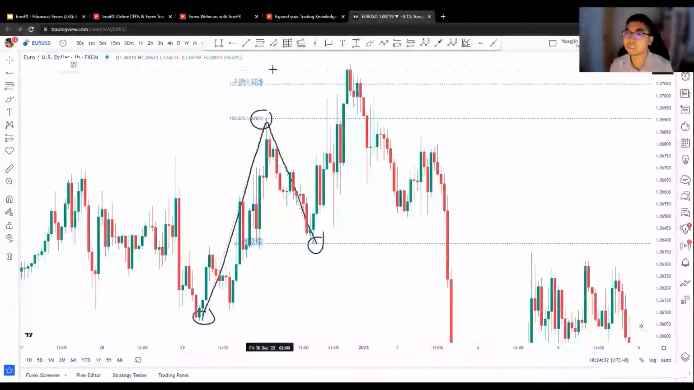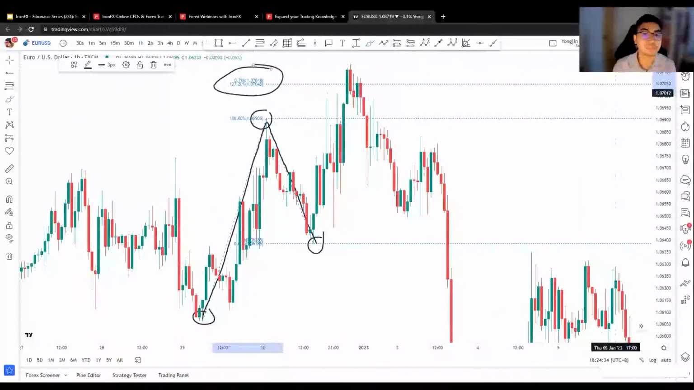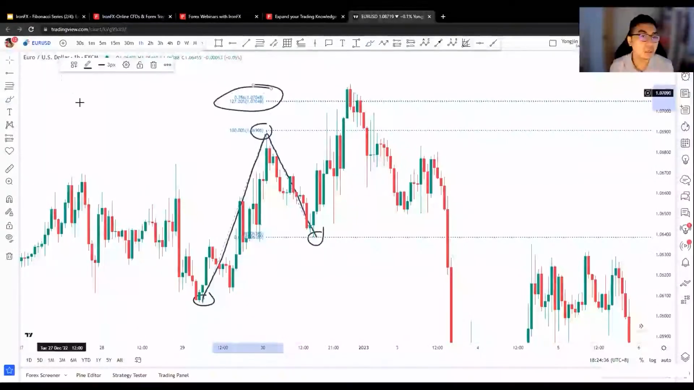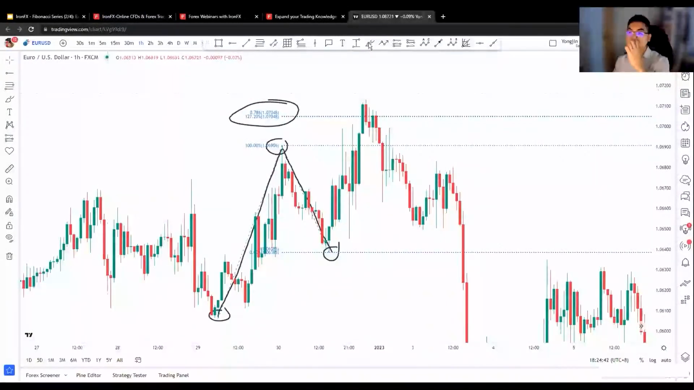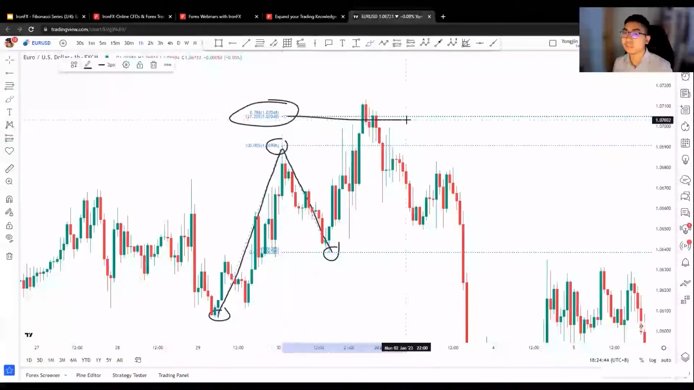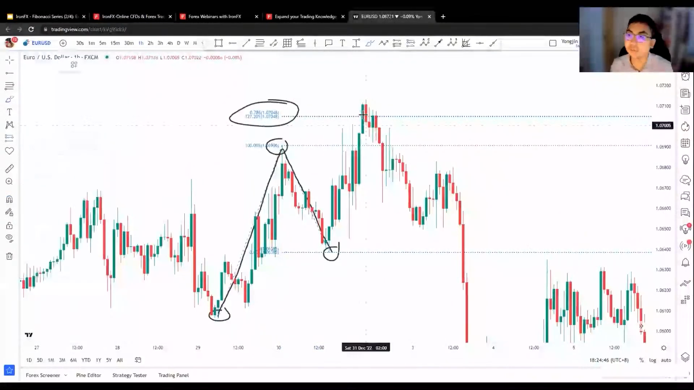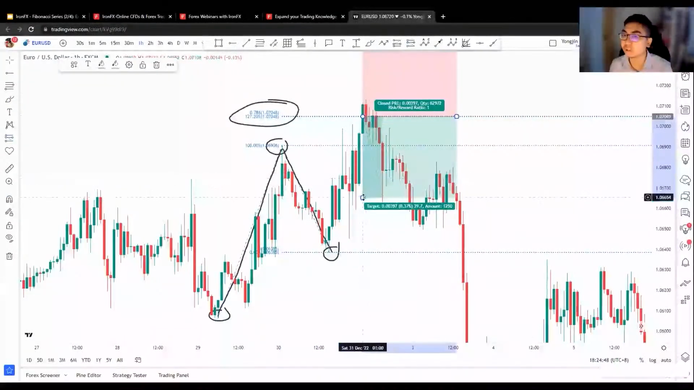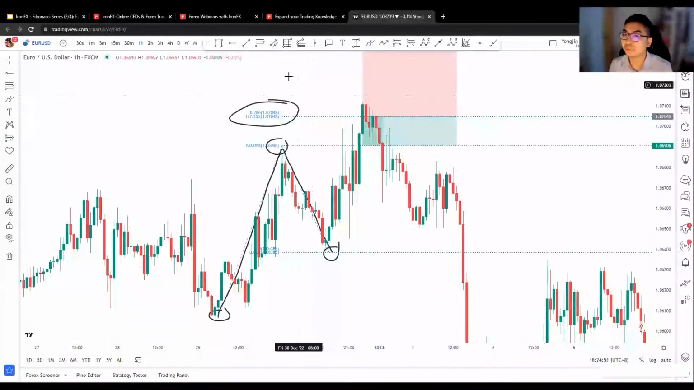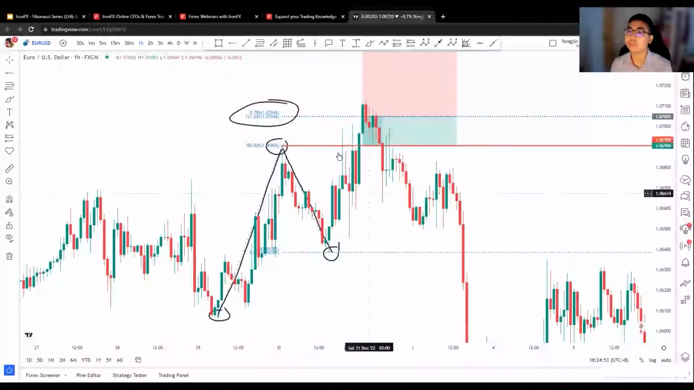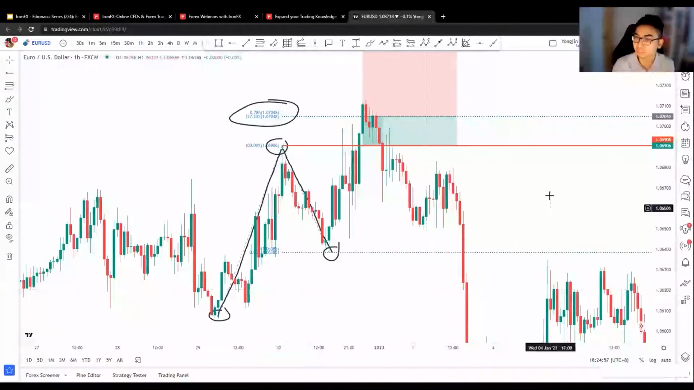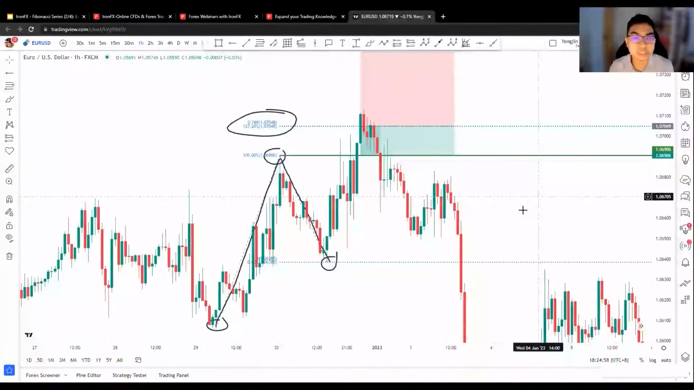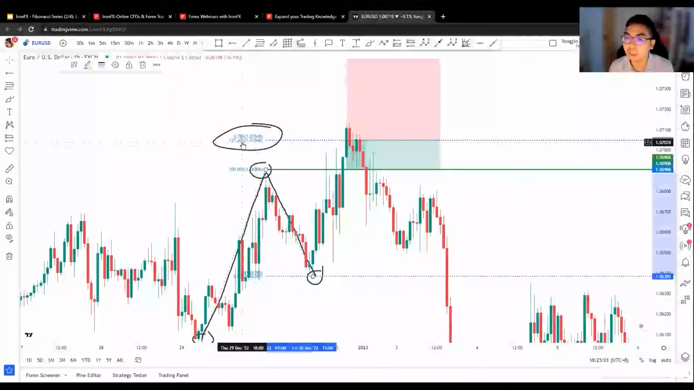You notice that the 78.6% Fibonacci projection line and the 127.2% Fibonacci extension line are intersecting with each other. So you can take a short position right there. Your take profit will be at the previous swing high right there. It actually turned into a support level. So that could be a potential trade that you can take a look at.